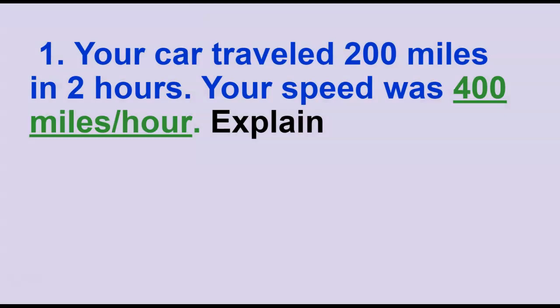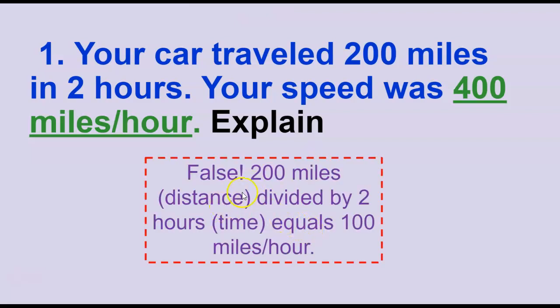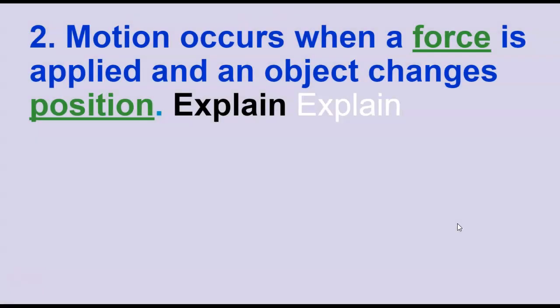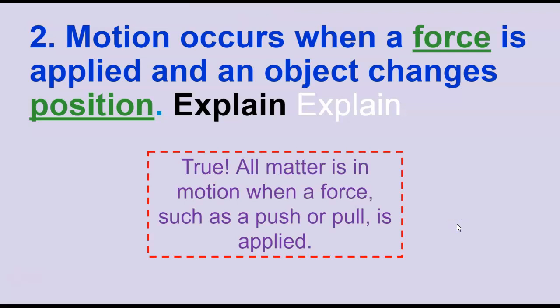All right, let's flip back to the anticipation guide. Number 1, your car traveled 200 miles in 2 hours. Your speed was 400 miles per hour. Is this true or false? Write it on the right-hand side. This is going to be false, because if you take 200 miles, your distance, divided by those 2 hours, your time, it's going to equal 100 miles per hour. You're going pretty fast. Number 2, motion occurs when a force is applied and an object changes position. Is this true or false? This one is absolutely true. All matter is in motion when a force such as a push or pull is applied on it.